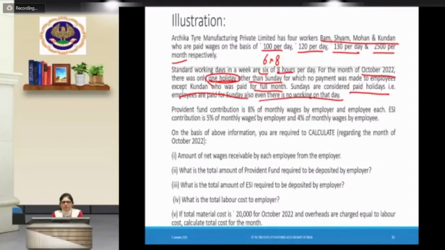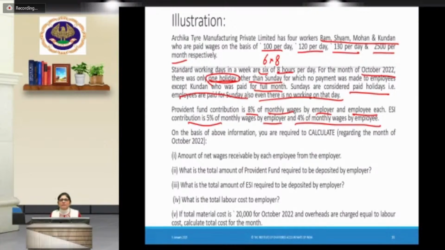Provident fund contribution is 8% of monthly wages by the employer and employee each. ESI is 5% of monthly wages by the employer and 4% by the employee. So take note: for provident fund, the employer and employee contributions are equal, 8% each. But for ESI, it is 5% by the employer and 4% by the employee.